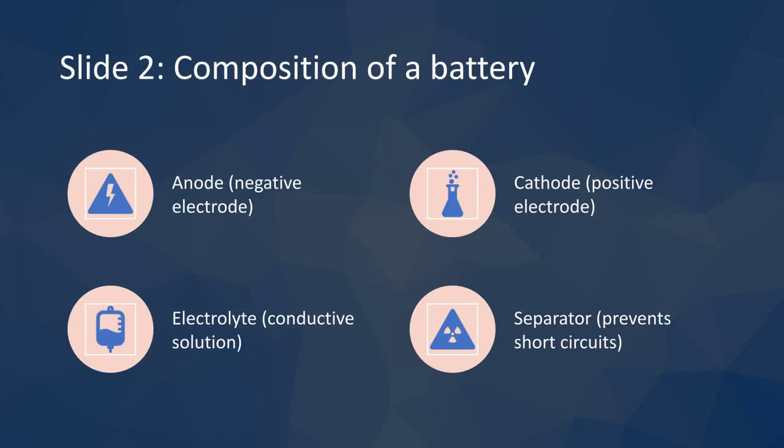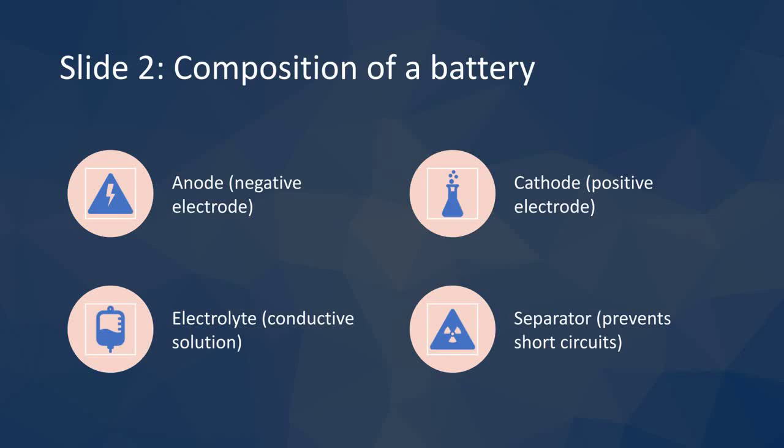The cathode, on the other hand, is the positive electrode of the battery, and it accepts electrons from the circuit during the discharge process. The electrolyte is a conductive solution that is responsible for allowing ions to move freely between the anode and cathode. It is essential in maintaining the charge balance in the cell.